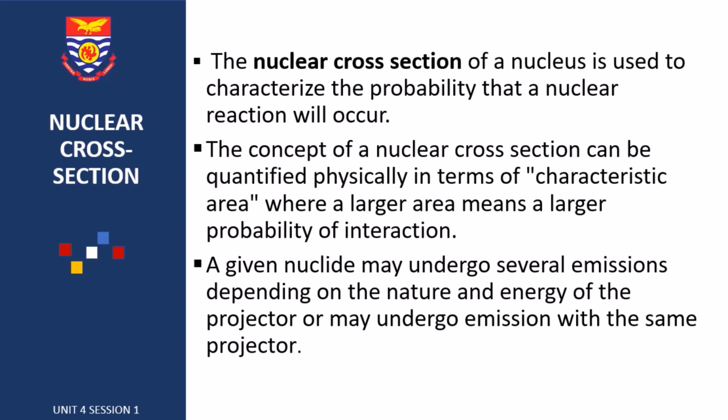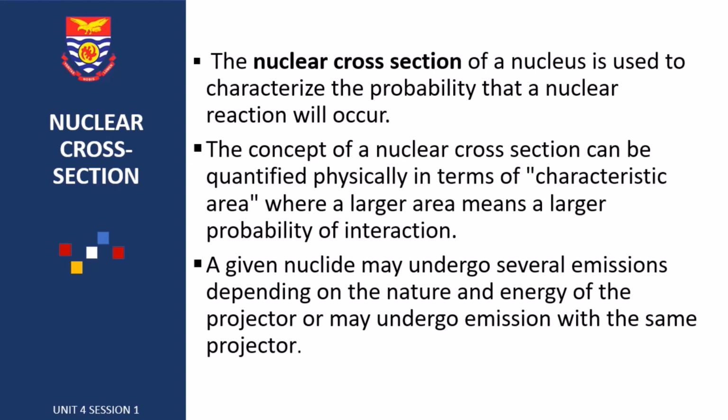The nuclear cross-section tells us about the probability of a nuclear reaction occurring. And so if a particular nucleus has a larger nuclear cross-section, then there is a higher probability of it interacting with a particle to bring about a nuclear reaction. This nuclear cross-section will depend on different kinds of properties.